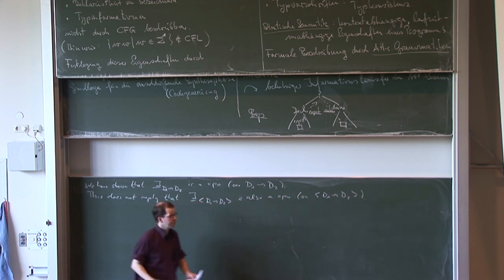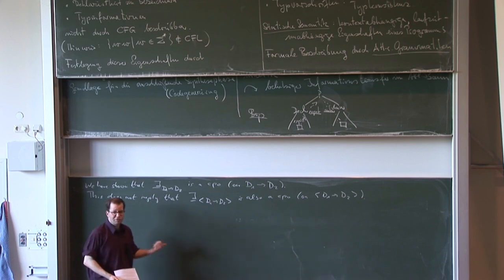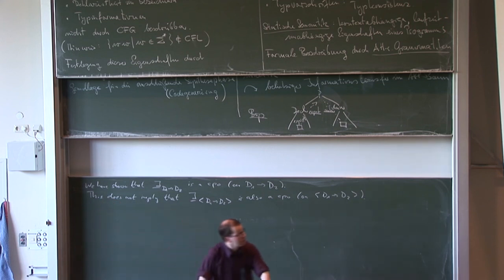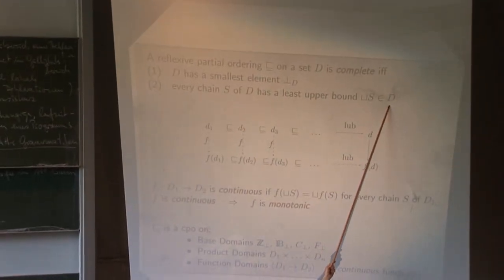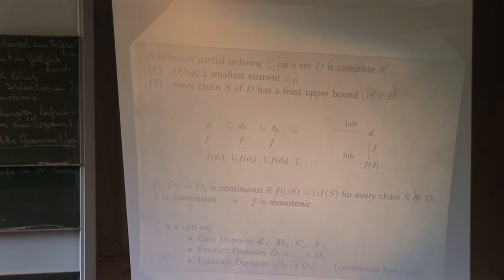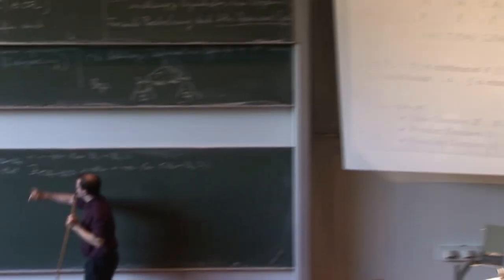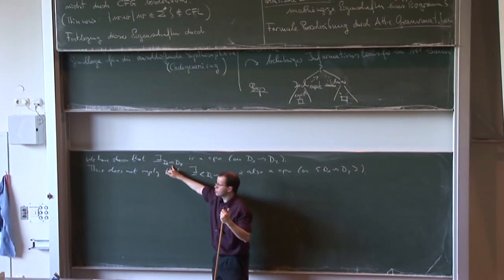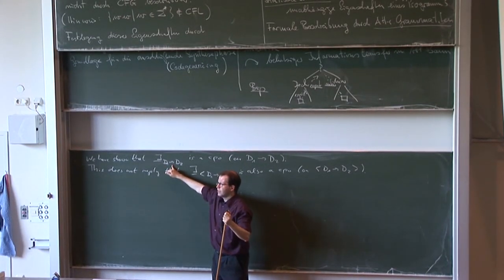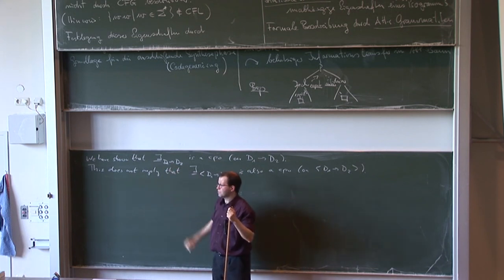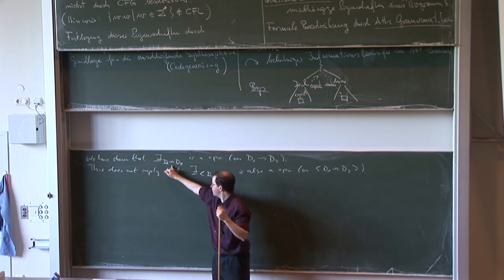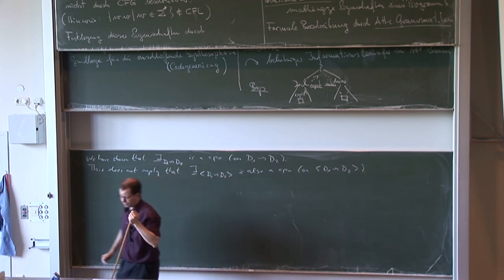Now, why is this the case? So complete means you have a smallest element, and moreover, every chain has a least upper bound. This least upper bound must be contained in this domain D. And now you can imagine that there are subsets, so sets which do not contain all functions, but just some functions, where you can build a chain of elements from this subset, but the least upper bound is not in this subset. So there are subsets of D1 arrow D2 where this less defined or equal relation is not complete.